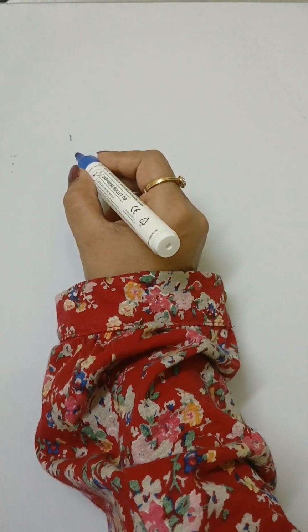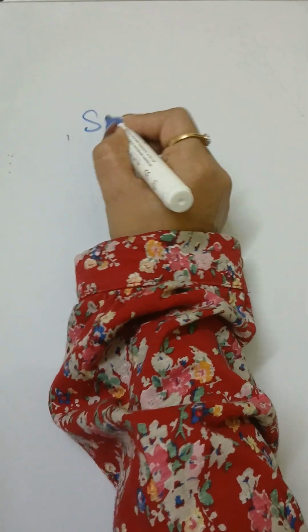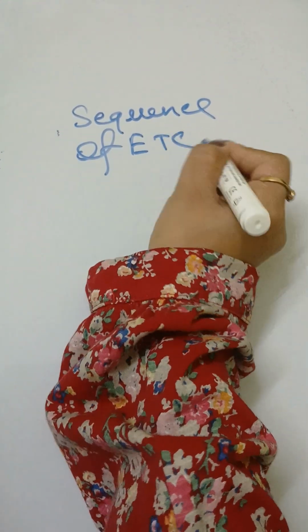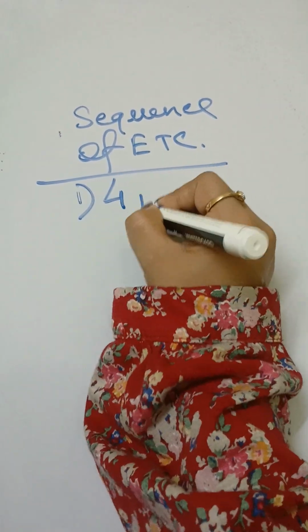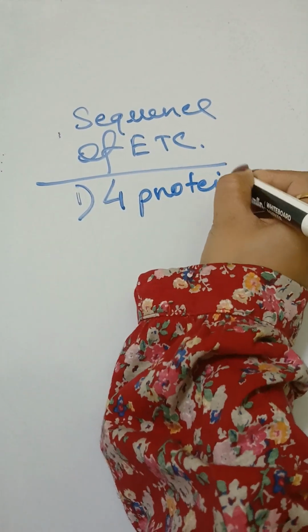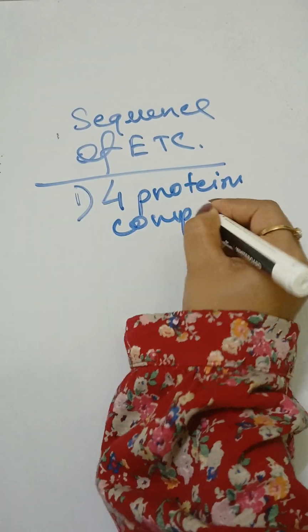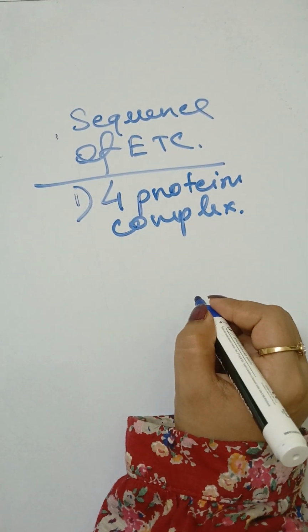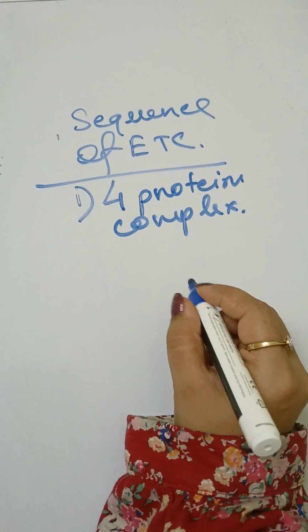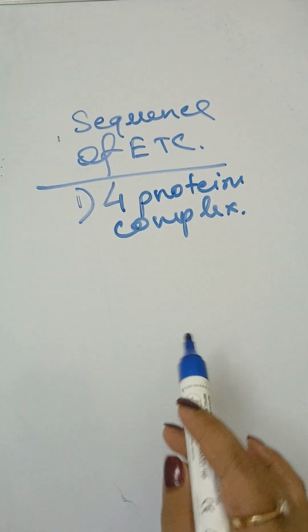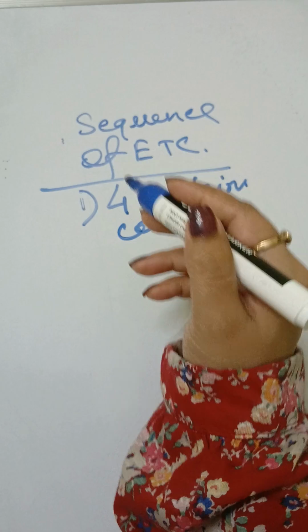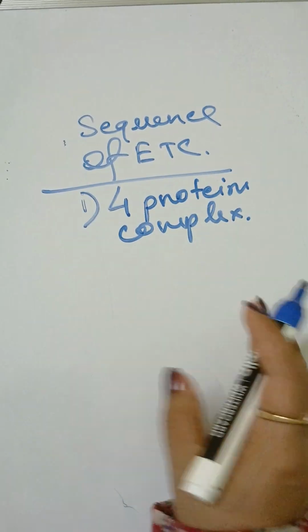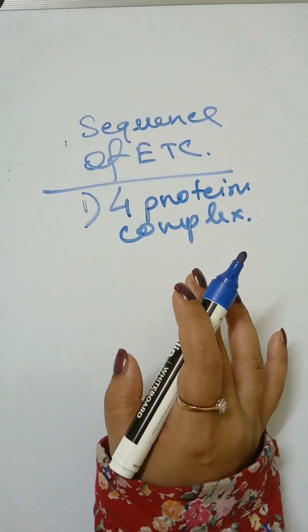Welcome back, guys. In this video I'll be talking about the sequence of the electron transport chain. Always remember some important things. Number one, there are 4 protein complexes: 1, 2, 3 and 4. Via these protein complexes, the electrons will pass from complex 1 and complex 2 to complex 3 and then from complex 3 to complex 4. This is actually the simplified process of that.